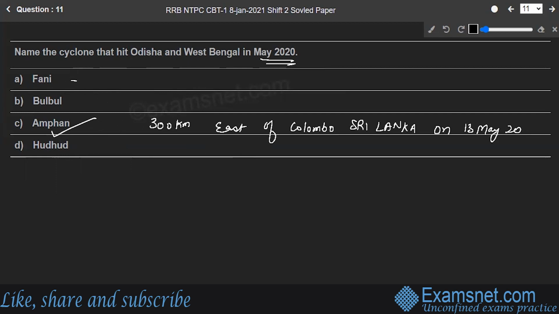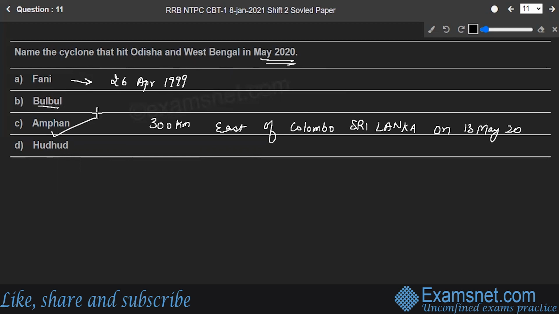If we talk about Fani, extremely severe cyclonic storm Fani was the worst tropical cyclone to strike the Indian state of Odisha since 26th April 1999. The highest wind speed in this was noted to be 250 kilometers per hour. Affected areas in this case were East India, Odisha, Bangladesh, Andhra Pradesh, Sri Lanka, and Bhutan.